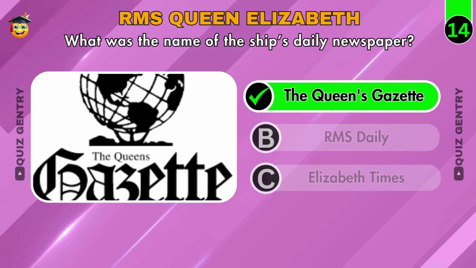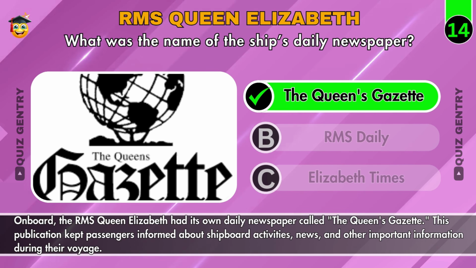The Queen's Gazette. On board, the RMS Queen Elizabeth had its own daily newspaper called the Queen's Gazette. This publication kept passengers informed about shipboard activities, news, and other important information during their voyage.